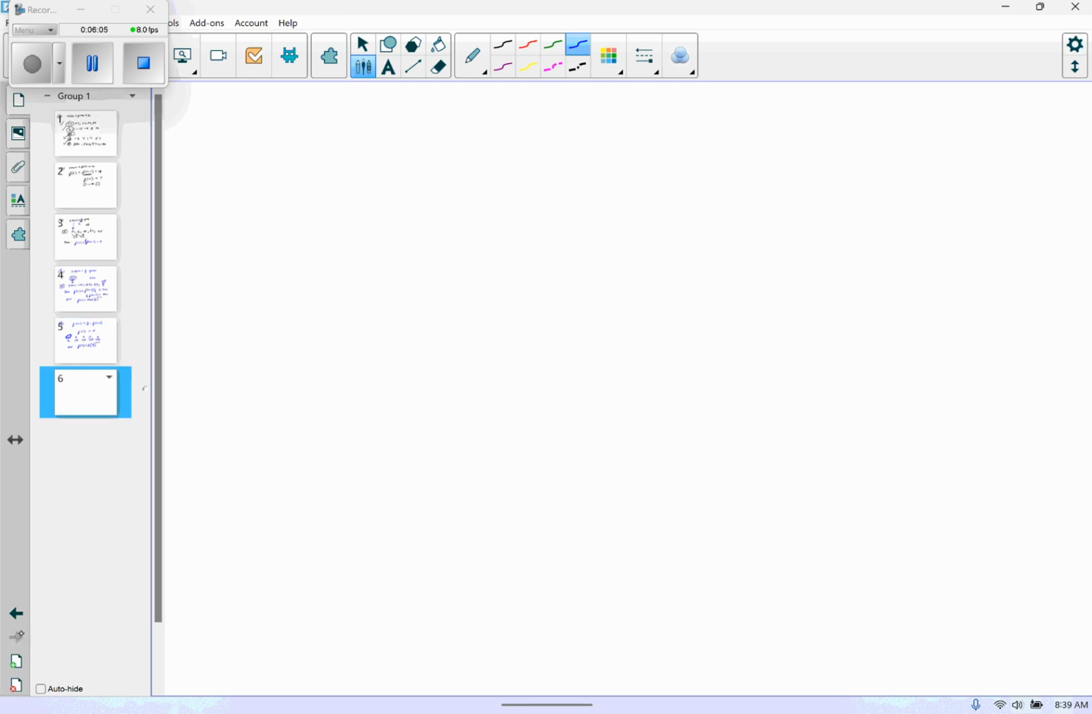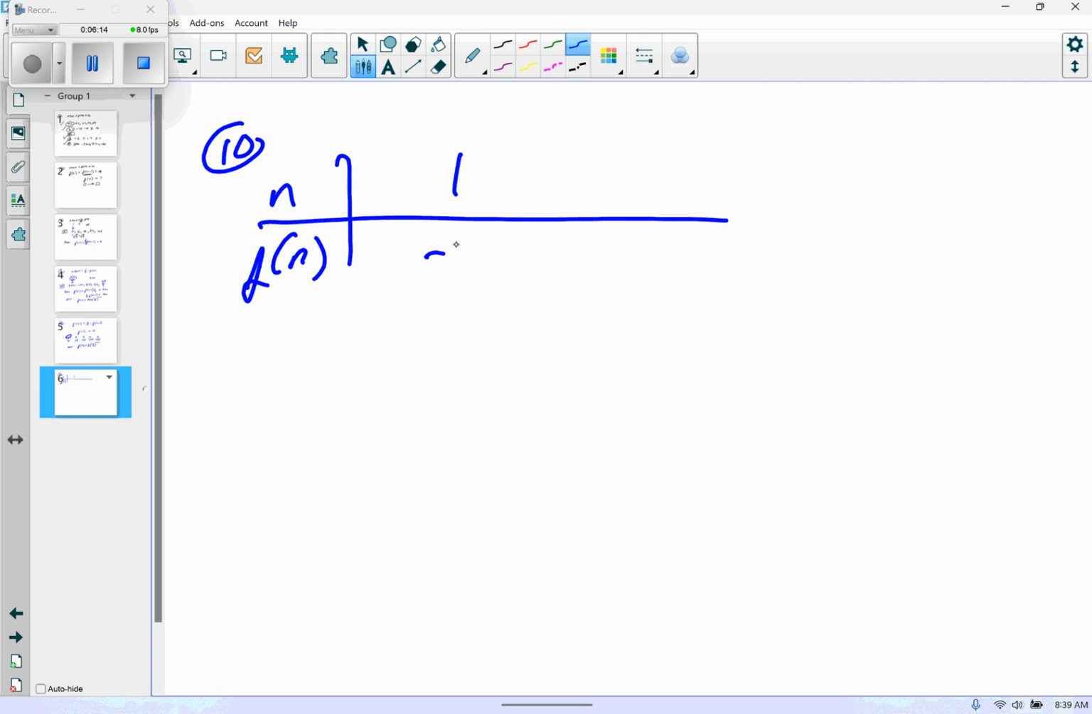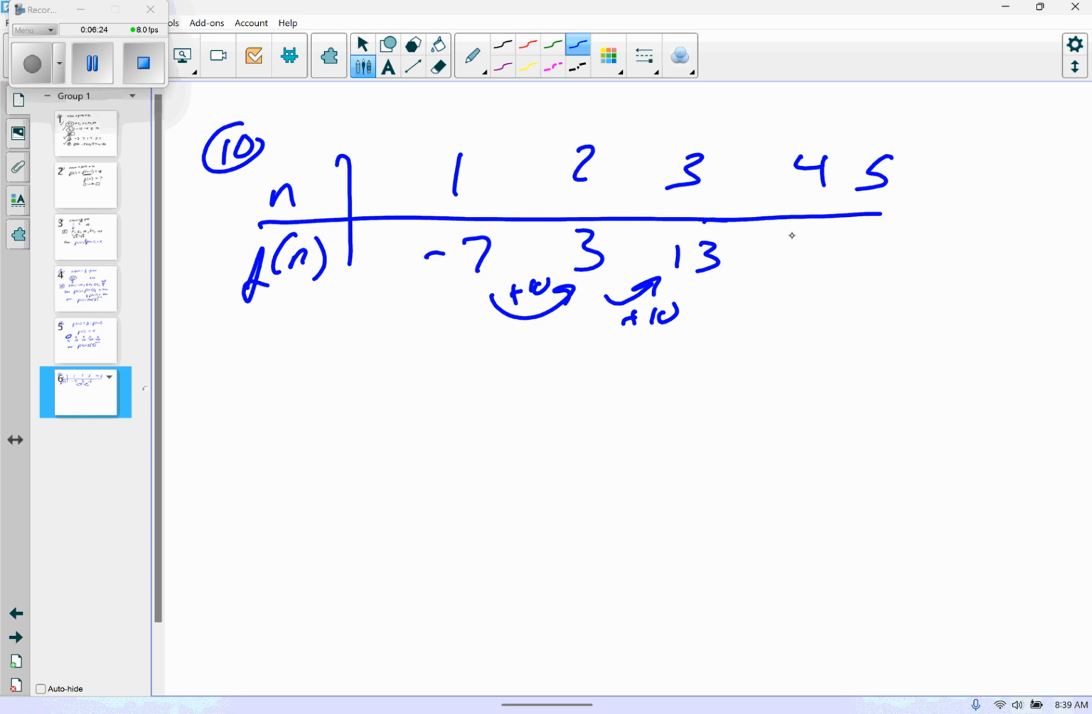We also didn't do number 10 yesterday. I asked you to try that. So we have n, f at n. Okay, so I got 1, negative 7, 2, 3, 3, 13. Now we have to figure out the fourth and fifth term. It looks like I'm adding 10 each time. So that's my common difference. So that's 23 and 33.